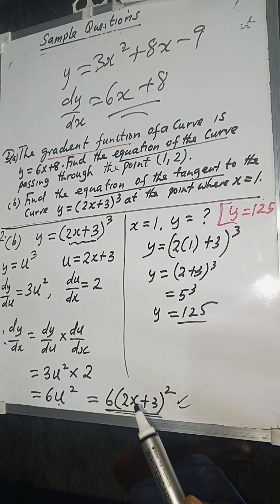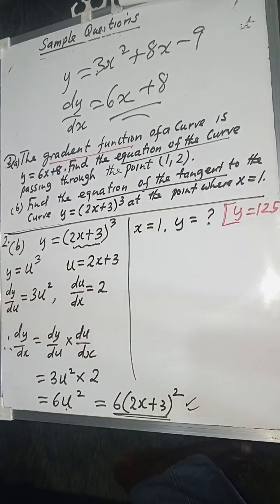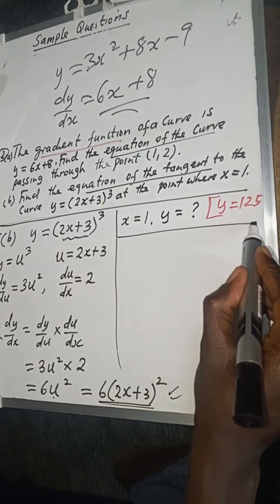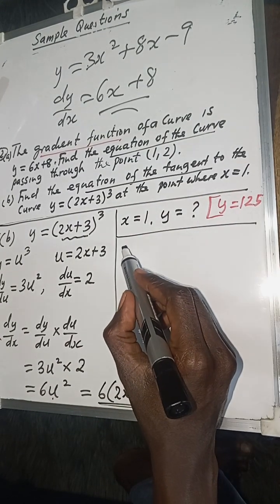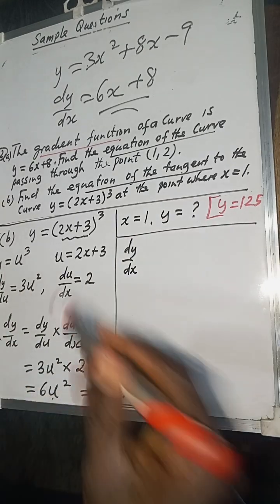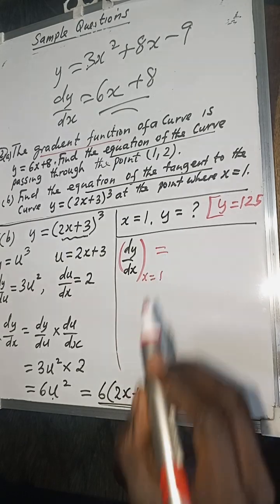So once we get that, remember, we want to find, I'll clear that because I've already used that one. We want to find the equation of the tangent. So we need to know now the gradient. We need to know the gradient. So how do I get the gradient? So remember, dy over dx. But of course, we know our x is, when x is equal to 1, what is the gradient?